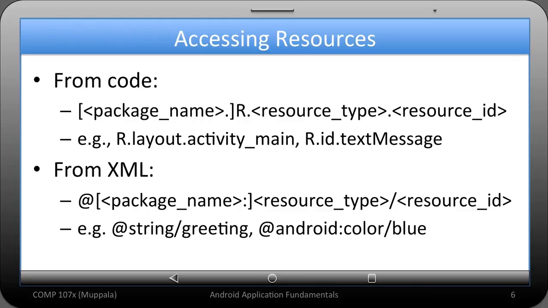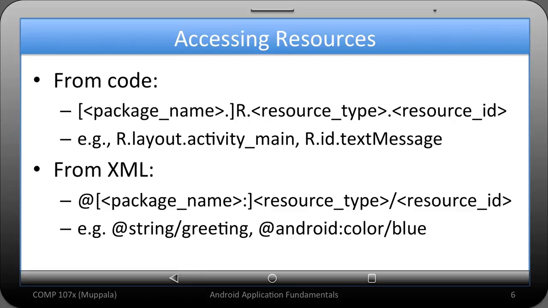Now, when you access resources within your application from your Java code, you would normally specify your resources by identifying them as R.resource_type.resource_id. So for example, we saw the use of R.layout.activity_main within the code. Similarly, when we were specifying the text view, we said R.id.textMessage within the Java code.